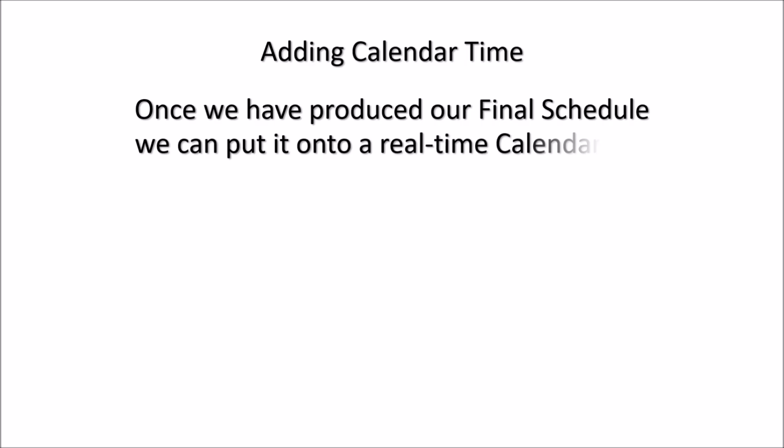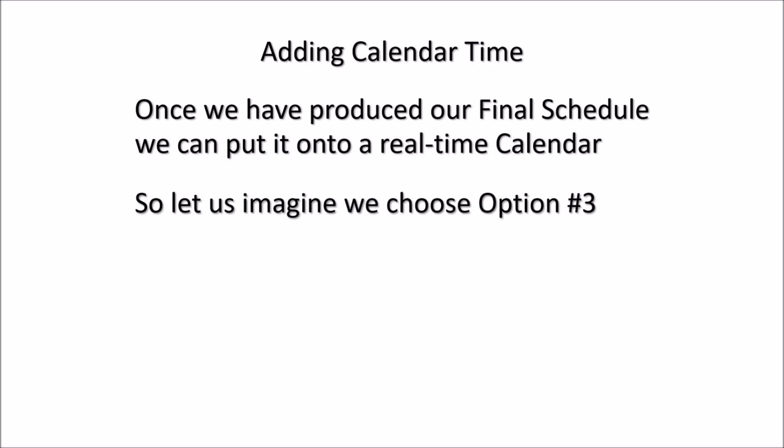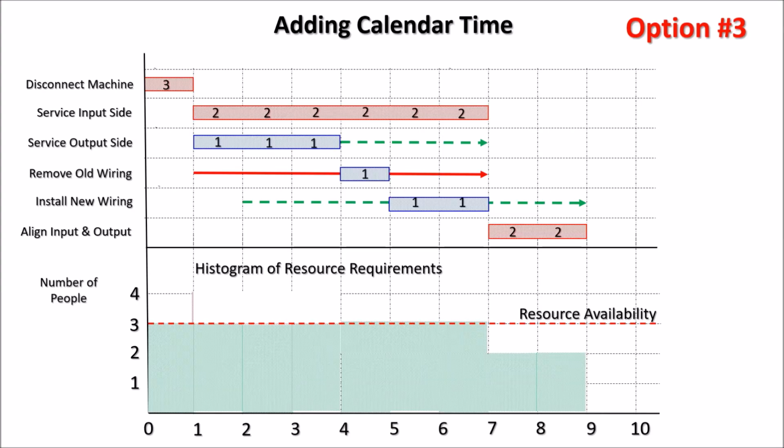Once we have produced our final schedule, we can put it onto a real-time calendar. So let us imagine we choose option number 3 from the previous step. Going back to the previous step, we make this option number 3 our schedule, our final schedule. Now we notice that in this one, our critical path shows us we will complete the project in 9 hours.